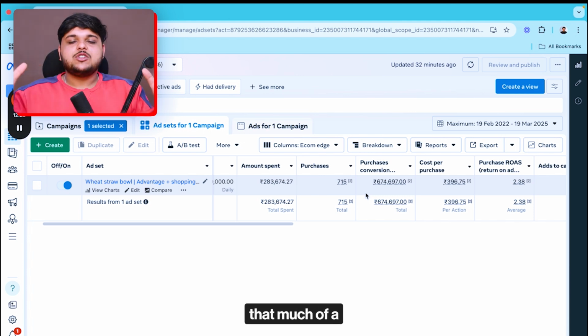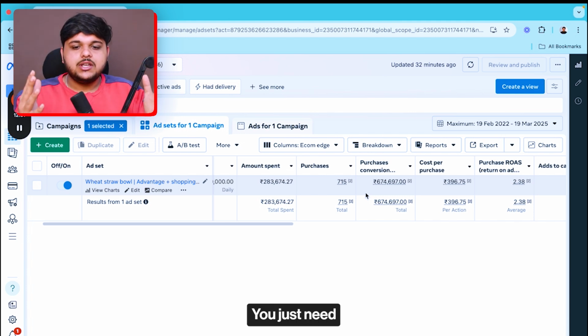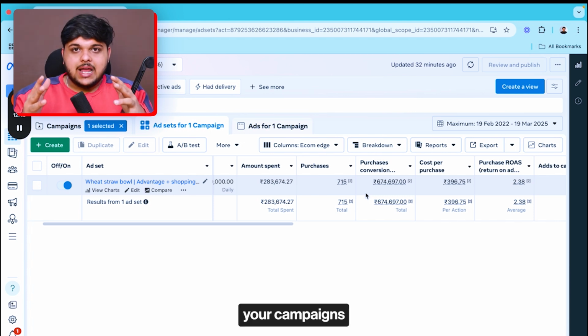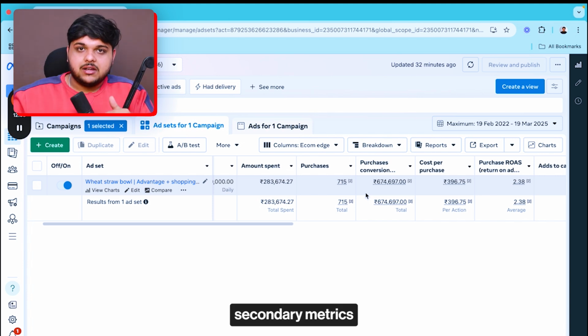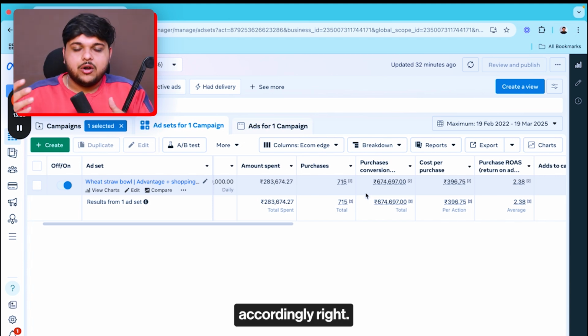So it's not that complicated a task, to be honest. You just need to be aware of what metrics you are really aiming for, and you need to see whether your campaigns are getting that or not. If not, you have to turn off the campaign. If yes, you need to keep it running, learn from the secondary metrics, and launch more creatives accordingly, right?